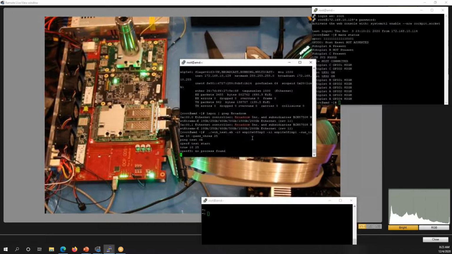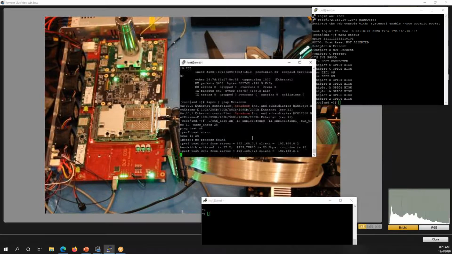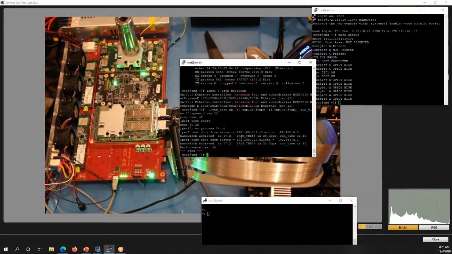So you could see the test is starting. It's going to be running for 10 seconds one way, and it reverses the test. So basically, it goes from Ethernet 0 to Ethernet 1, and then Ethernet 1 to Ethernet 0, confirms the test, and it comes back and tells you what the speed is. Right now, we are achieving about 27.2 gigabits on the line. And you can see the test is passed. So this is a complete loopback test. So this is one demo that we planned for.